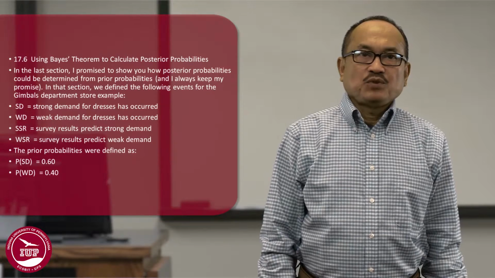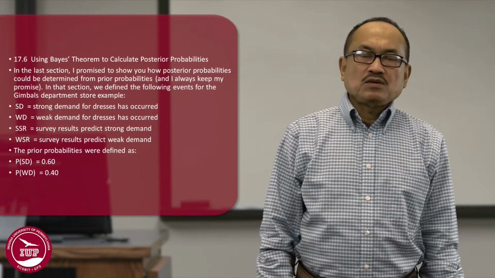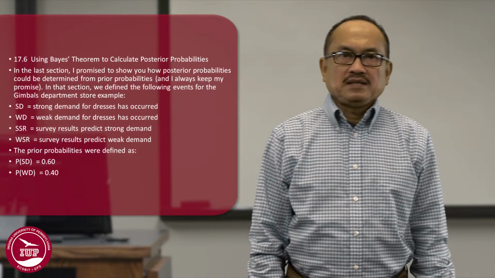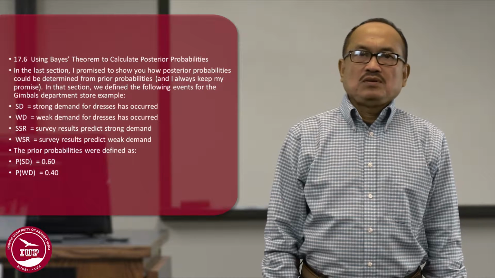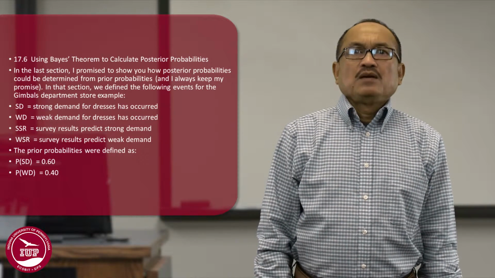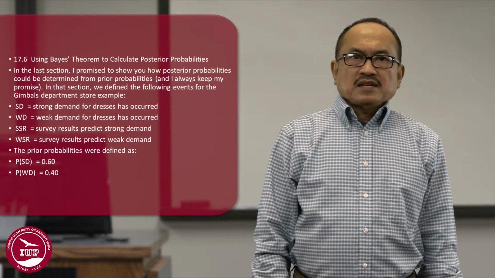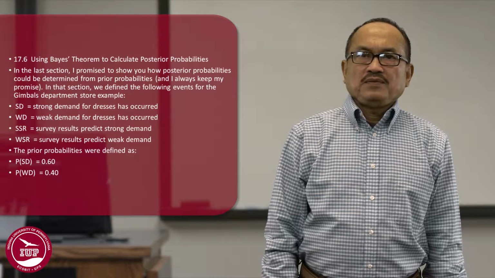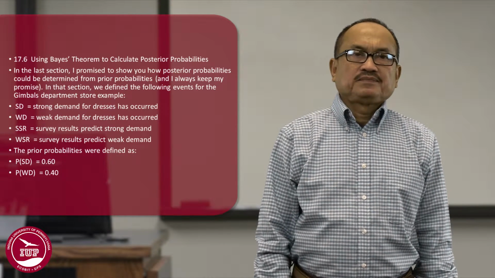Chapter 17.6, Using Bayes' theorem to calculate posterior probabilities. In the last section, I promised to show you how posterior probabilities could be determined from prior probabilities. In that section, we defined the following events for the Gimbal department store example.